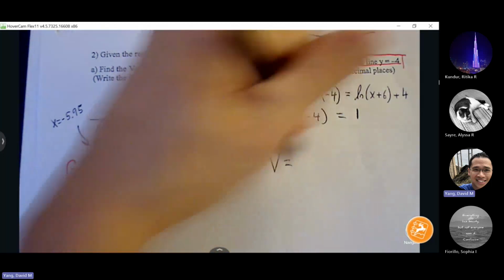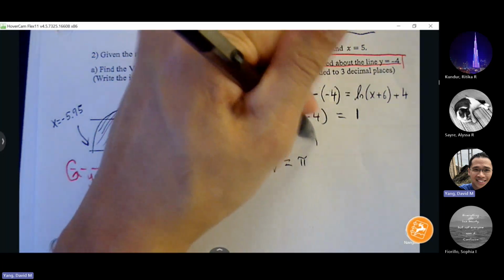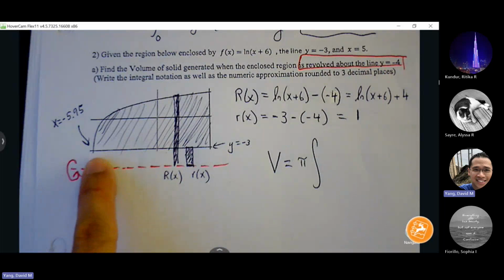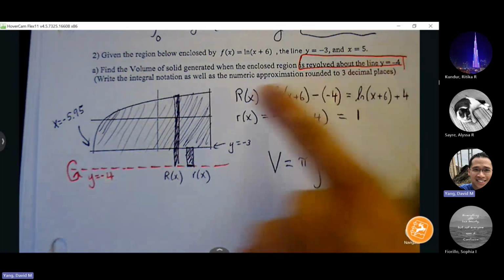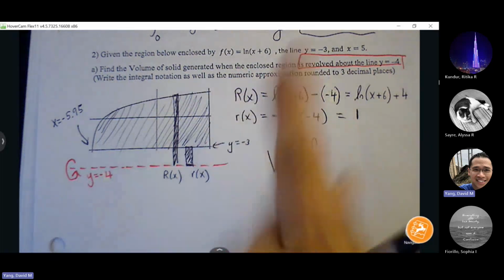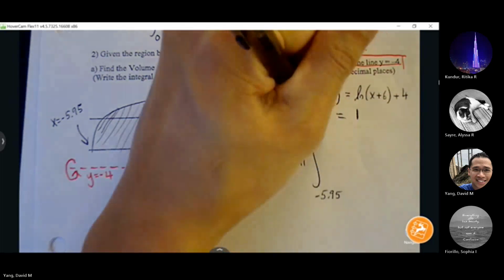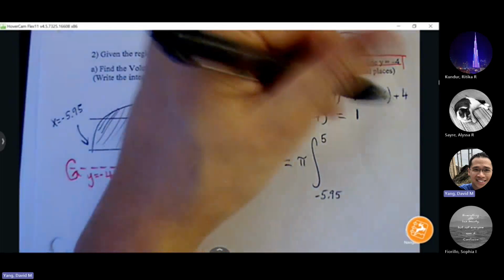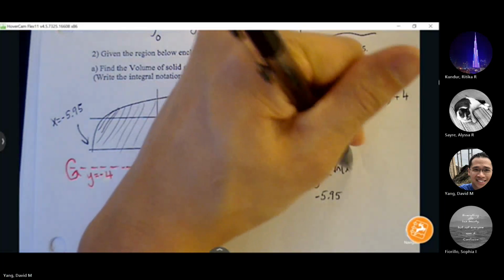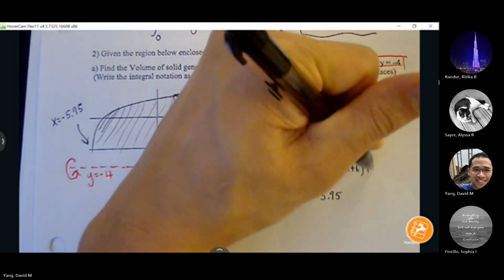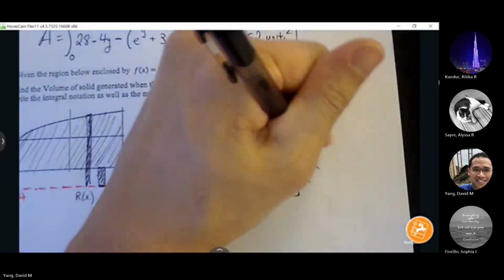Okay, so our volume is pi. Now we're using the washer method here, so pi is going to show up. Definite integral from furthest left to furthest right, so negative 5.95 to x equals 5. That's the equation of this vertical line. Big radius squared minus little radius squared.